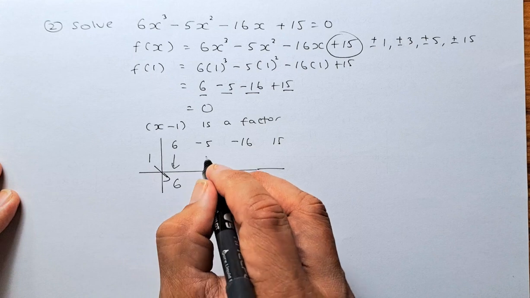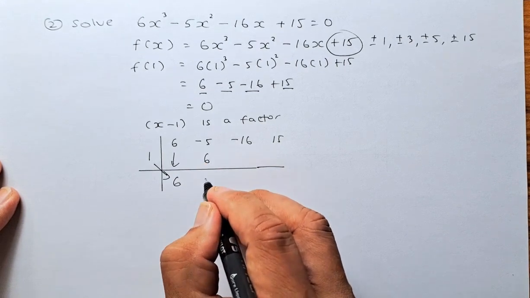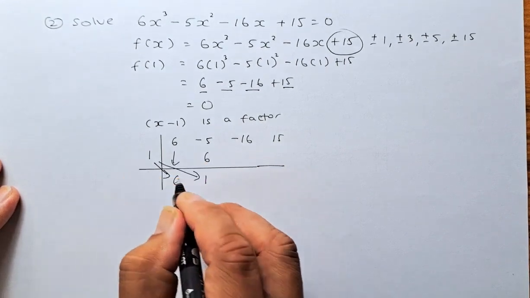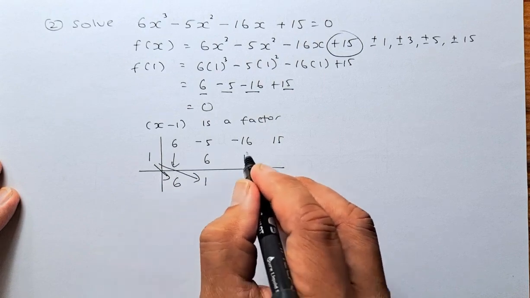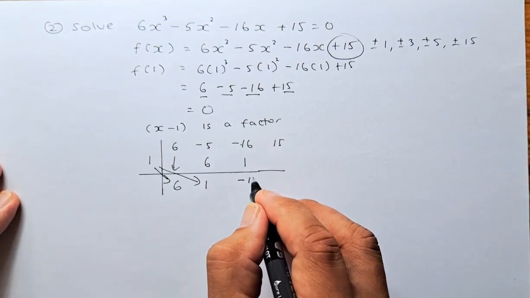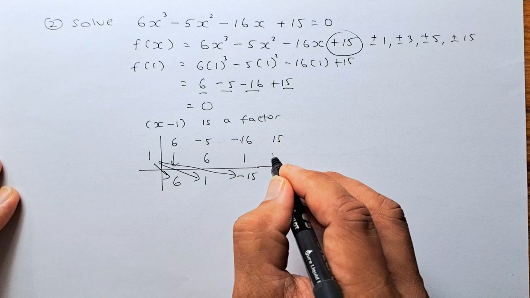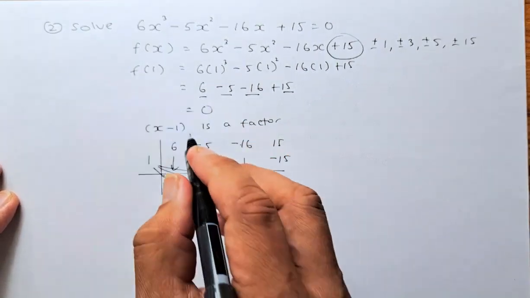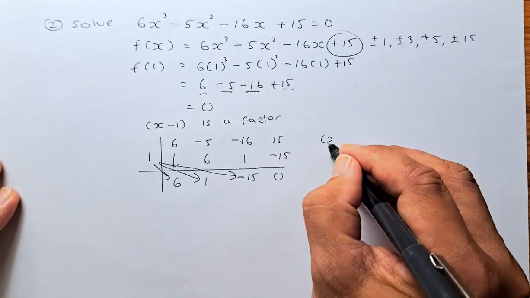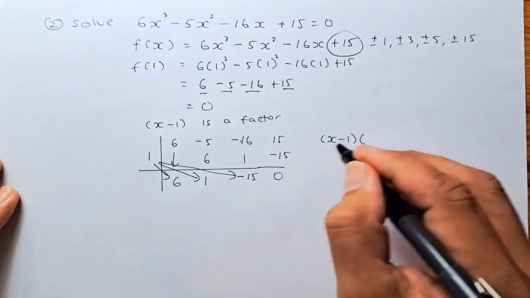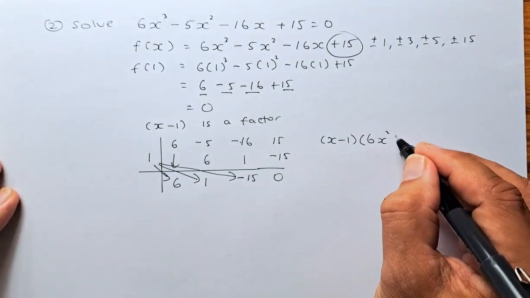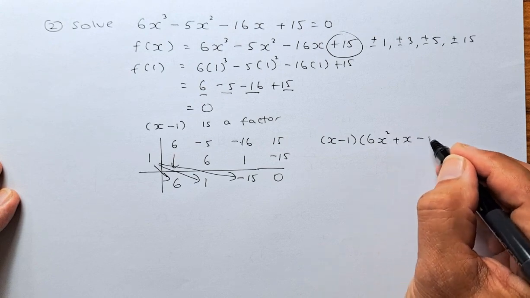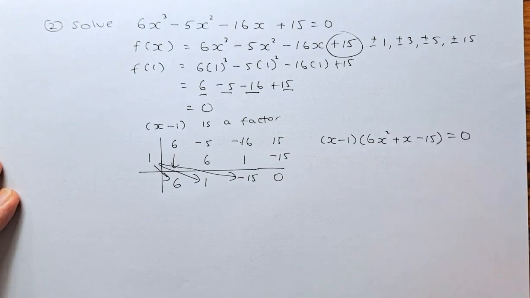Okay, so again, I repeat, you bring down the 6, and then you multiply diagonally. 6 times 1 is 6, so minus 5 plus 6 is 1, you multiply again, 1 times 1 is 1, so it's going to be minus 16 plus 1 is minus 15, 1 times minus 15 is minus 15, and it becomes 0. Then originally you get x minus 1, and the quadratic is going to be 6x squared plus x minus 15.